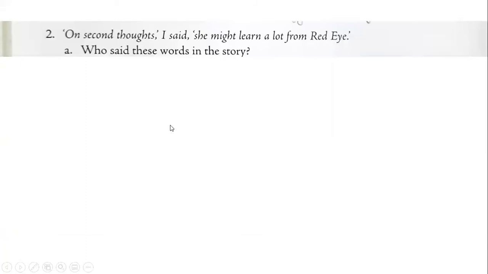Here's the first one. So, that was the context given to you. 2. On second thoughts, I said, she might learn a lot from Red Eye. Who said these words in the story? I'm sure you know this one, it's easy.